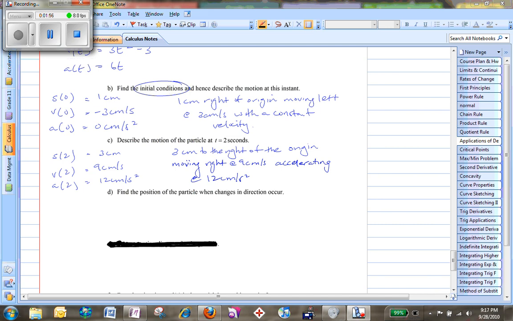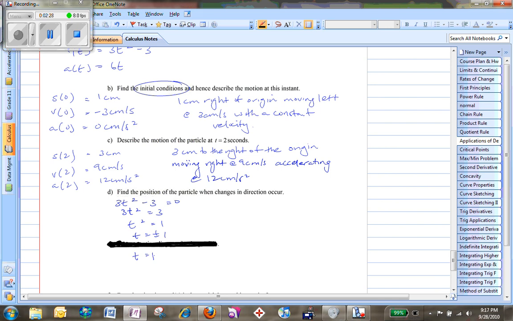Last question of the day says, find the position of the particle when changes in direction occur. Well, we know changes in direction occur when something happens at velocity, i.e. the object is stationary. So I want to go back to my velocity equation, which is 3t squared minus 3. I want to set it equal to 0. I get 3t squared is equal to 3. T squared is equal to 1, so t is plus or minus 1. We know that t can only be positive because it's time, so t is equal to 1. Well, that's the time when the change in direction occurs.